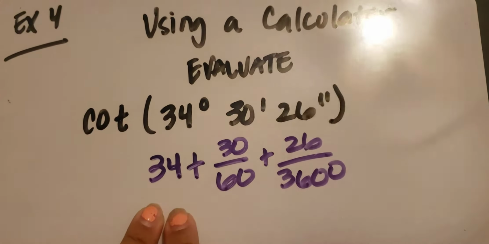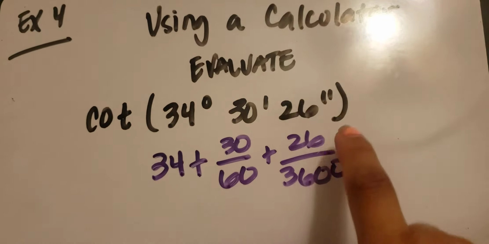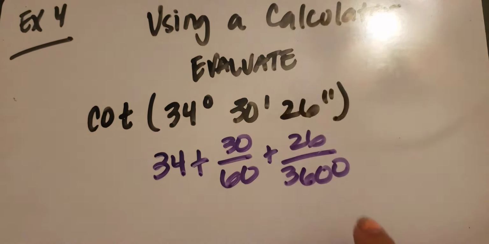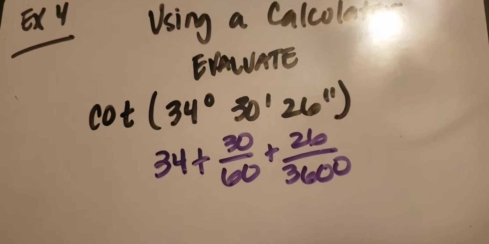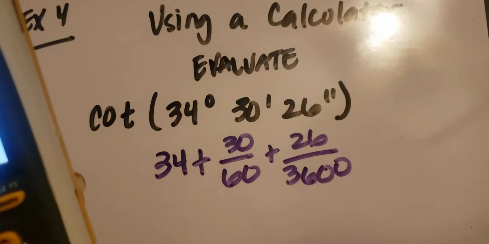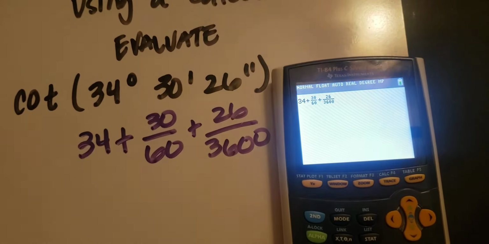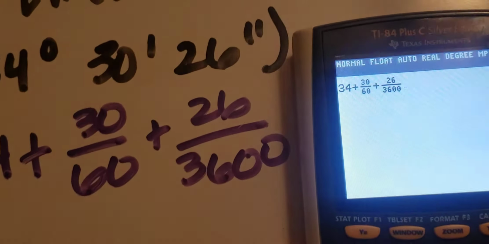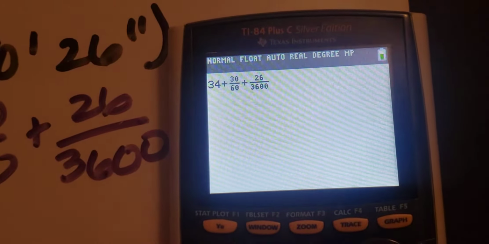So we have 34 degrees plus 30 minutes, which is 30 over 60, and 26 seconds, which is 26 over 3600. And we're going to use a graphing calculator. So let me pull up what I already did. Depending on what kind of calculator you have, your calculator will do all the work for you.